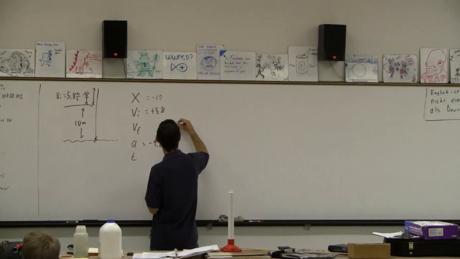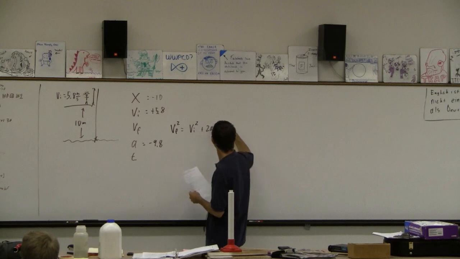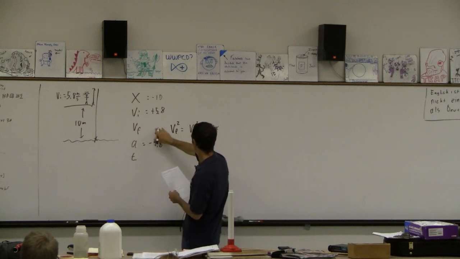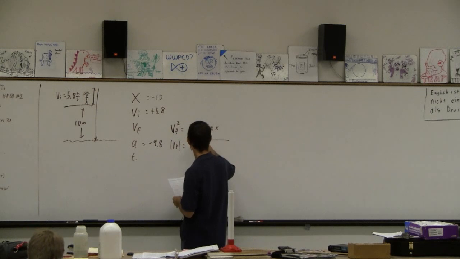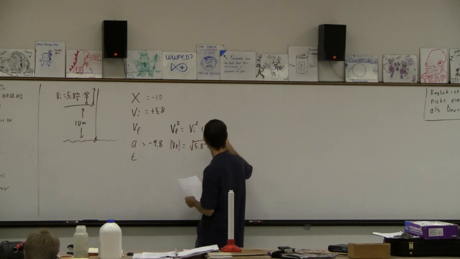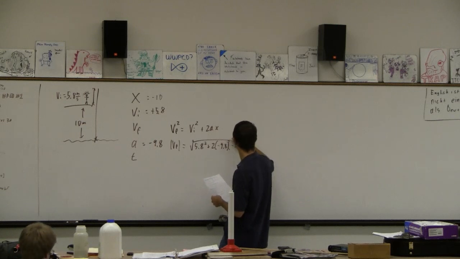Original. So VF squared is VI squared plus 2ax. This is what I'm going to do. I'm going to use this guy to solve for this because I don't have t, right? So VF is equal to the square root of 5.8 squared plus 2 times negative 9.8 times negative 10.